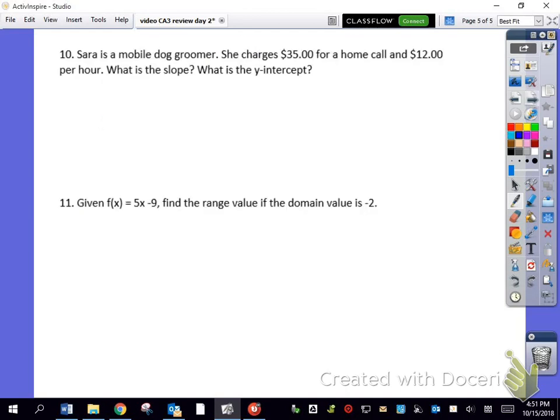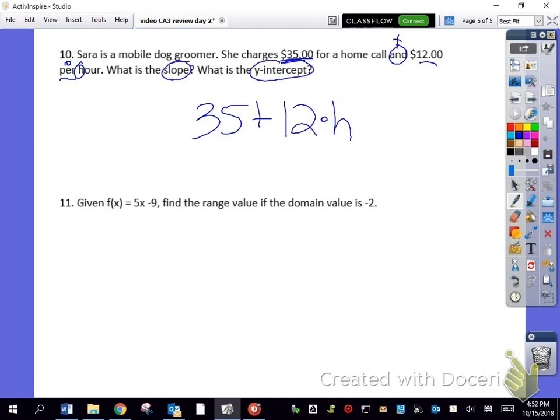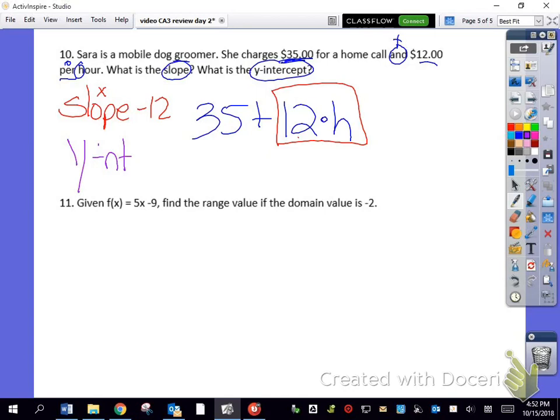All right, the next one, number 10. So she charges $35 for a home call, and so that's plus 12 per hour. Remember, that's times H, so 12 times H. What is the slope? What is the y-intercept? Okay, so remember, slope is always the one that's by the x or the variable. So that is going to be 12. So my slope is 12. The y-intercept is the one that does not have a variable. So it's 35. It's just the number. Okay? So slope is 12 and y-intercept is 35.